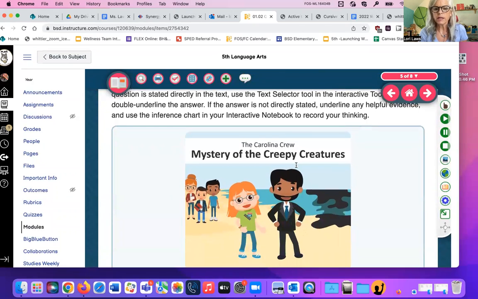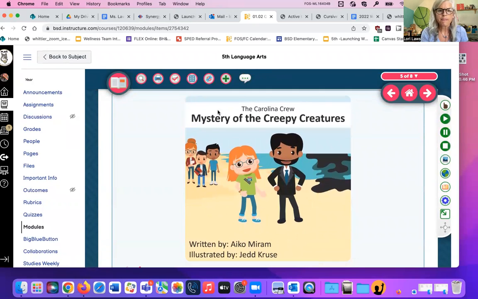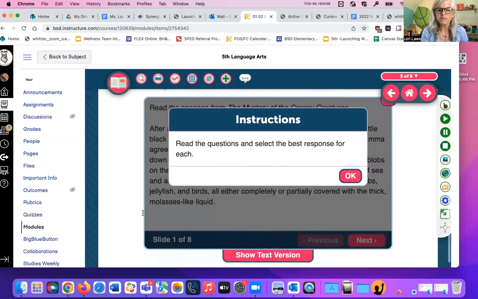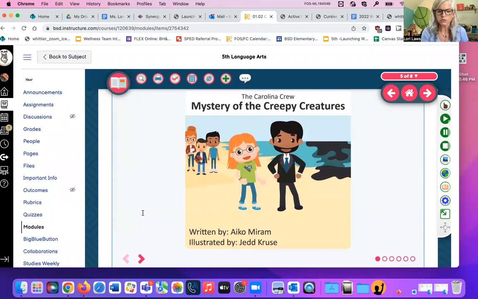Okay, so here we go. The Mystery of the Creepy Creatures. Written by Aiko Muram, illustrated by Jed Cruz. Again, it's 6 pages long. If I just keep going, I've missed the whole story and I don't even know what they're talking about. So I've got to read the story.